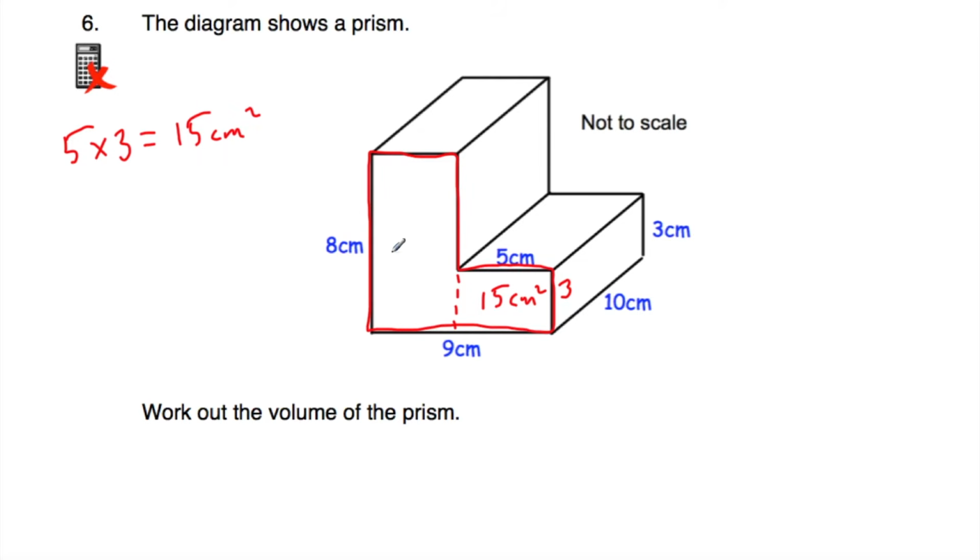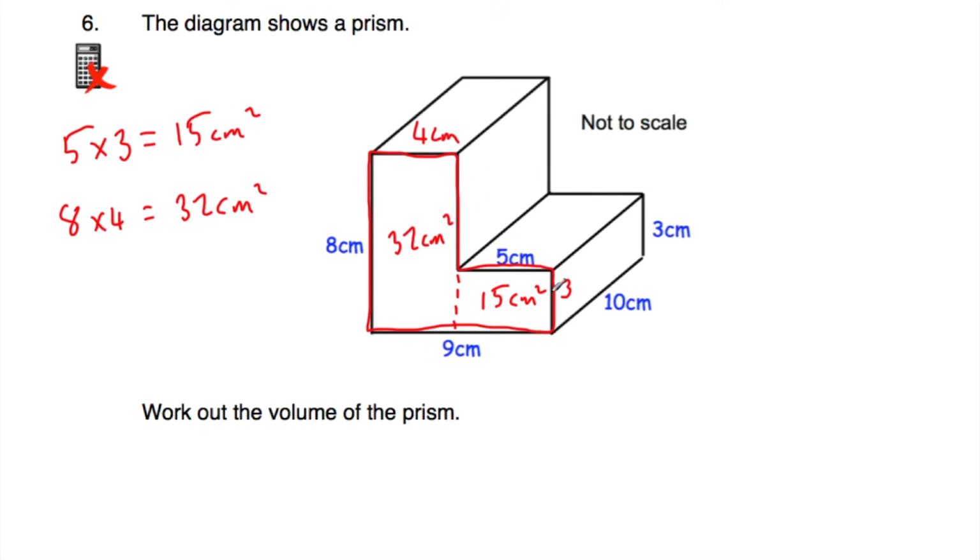Now we want to find this area. The height of this rectangle is 8 centimeters, but we want to know this measurement here because we need to do 8 times the width to get the area of this rectangle. Now the whole shape has got a width here of 9 centimeters, and this is 5. So that means that this part must be 4 centimeters because 4 plus 5 must be equal to 9. And 8 times 4 is equal to 32 centimeters squared. So the area of this rectangle here would be 32 centimeters squared.